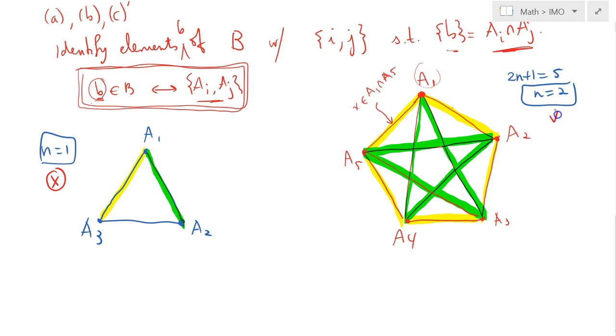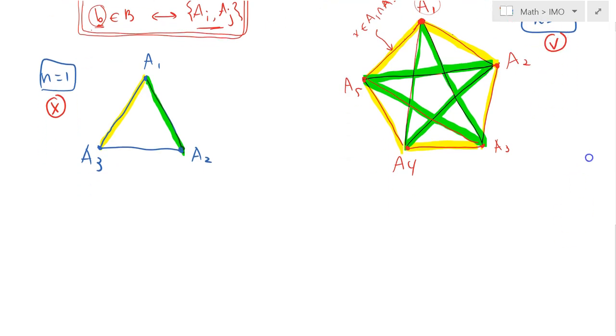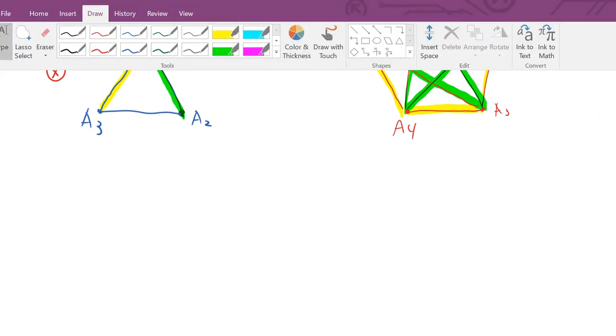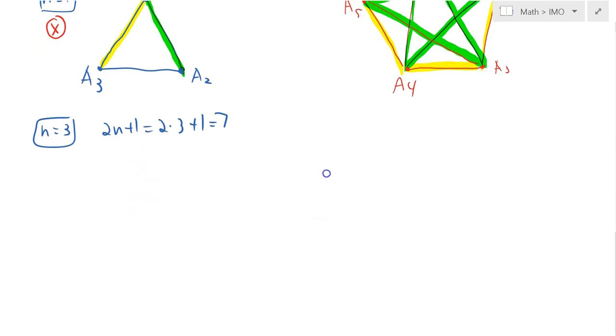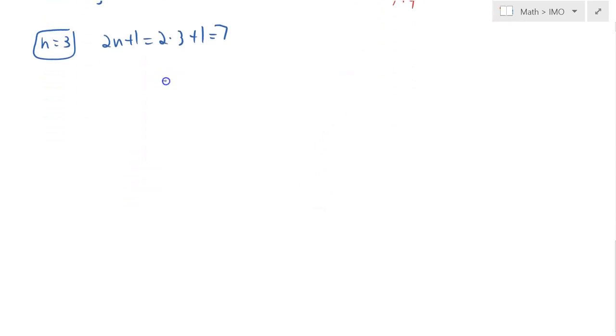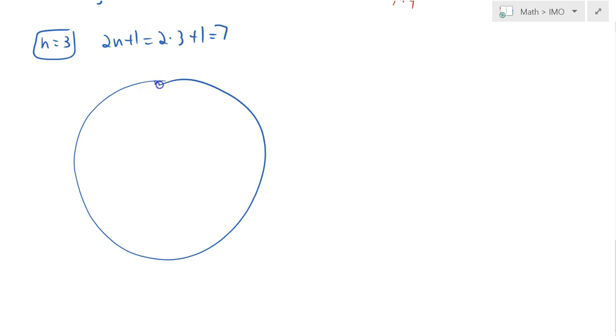We know that n is equal to 2 works. How about n equals 3? N equals 3 would suggest 2n plus 1 is equal to 2 times 3 plus 1, which is 7. So let's try that. Let me draw a circle, I guess. So the vertex is here, like that.